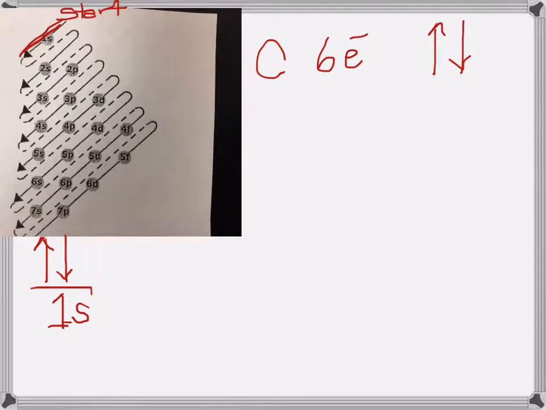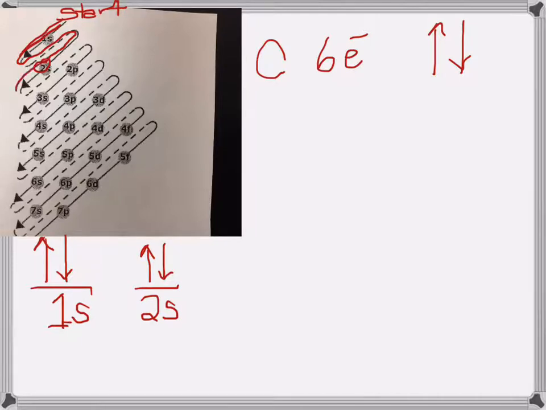I'm going to follow this path around, and then it says to do 2s. So then I write a 2s down. 2 means second energy level, sublevel S, and I'm going to put the 2 electrons there because I need a total of 6. That makes 1, 2, 3, 4 electrons total now.